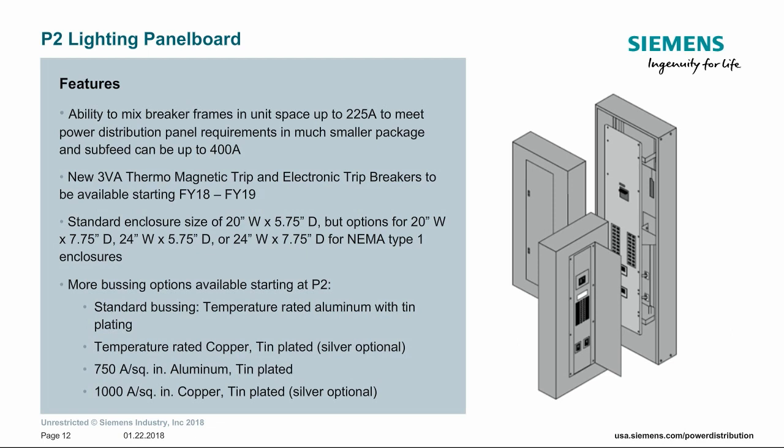So to start out, one of the big features is that now we have the ability to actually mix breaker frames in unit space up to 225 amps, which allows us to meet power distribution panel requirements, but in a much smaller package than a power panel. And our sub-feed can be up to 400 amps. And this is a nice, great big benefit that we weren't able to get in our P1 panel boards.